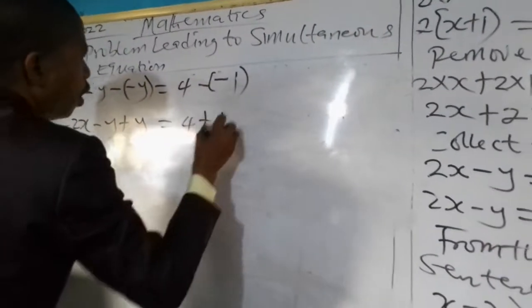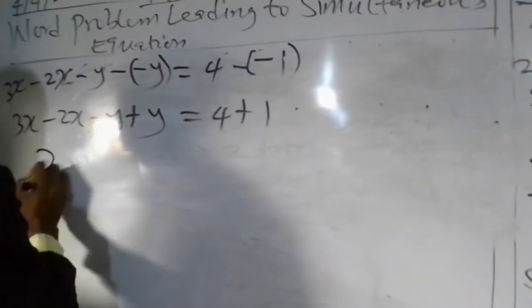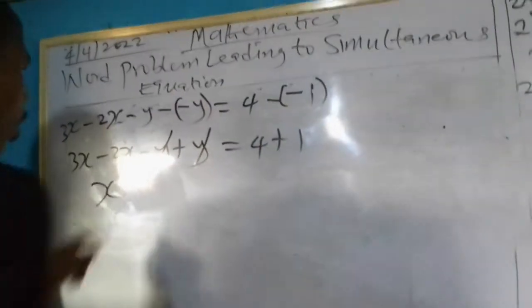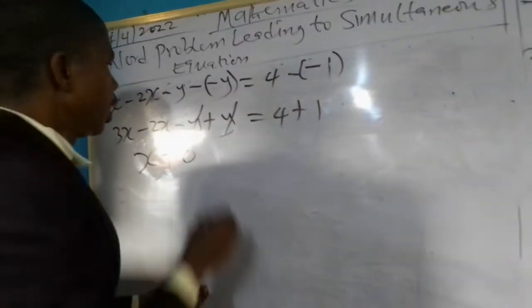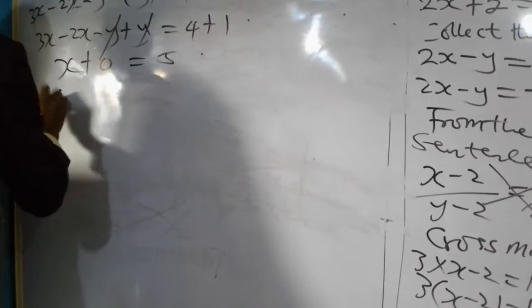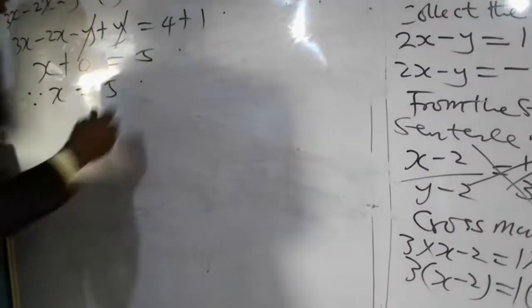Minus and minus, that is plus 1. Then we have 3x minus 2x, that is x. Minus y plus y is the same thing as 0, is equal to 5. X plus 0, therefore our x is equal to 5.